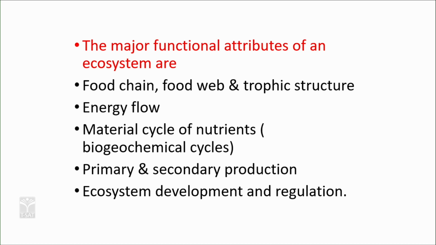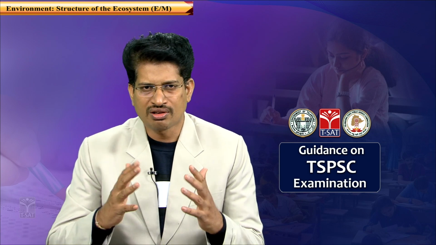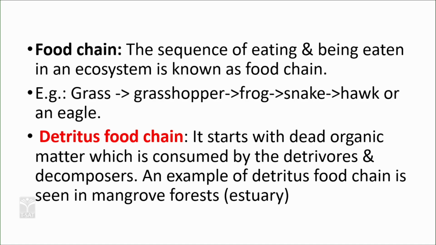This happens from one trophic level to another trophic level through primary and secondary production. So, this helps in regulating the ecosystems. These are all the different attributes of an ecosystem. An ecosystem is made up of food chain and food web. The food chain is actually to make us understand the trophic levels in schooling, when we are not matured enough to understand.